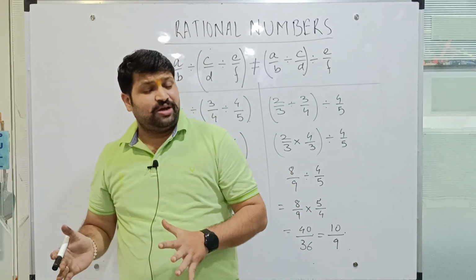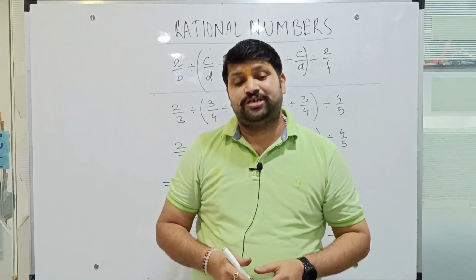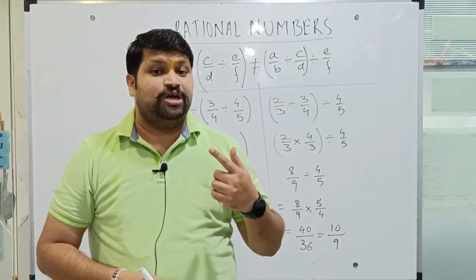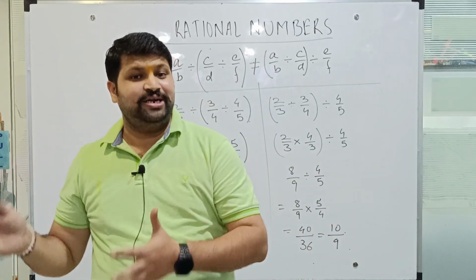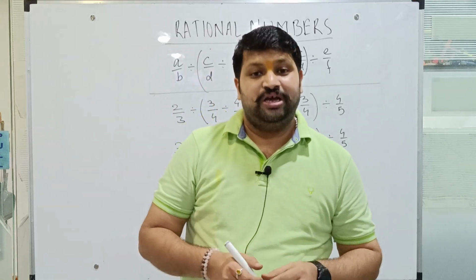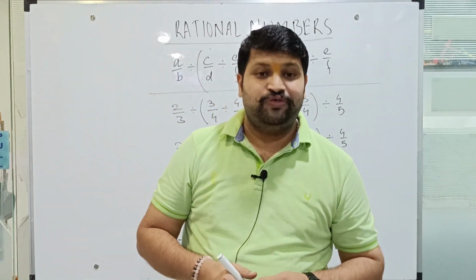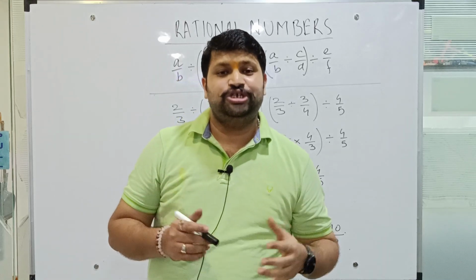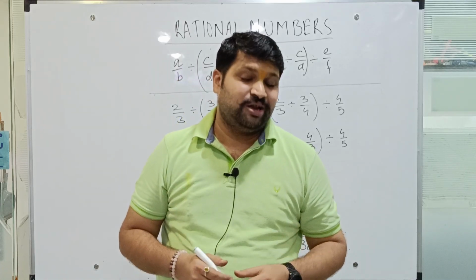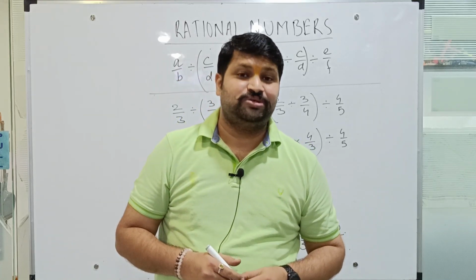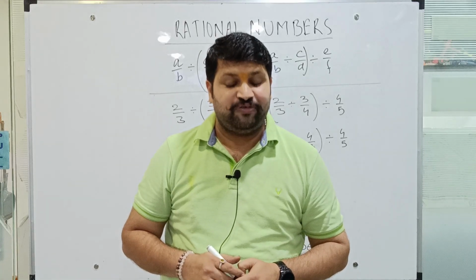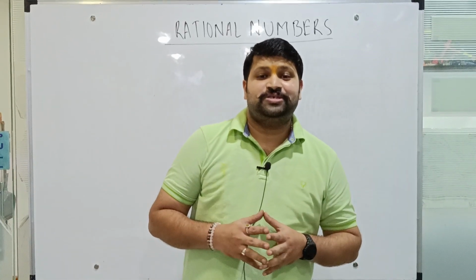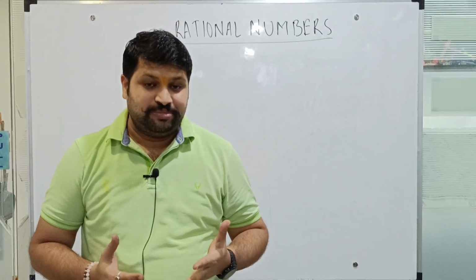Now in division of rational numbers, the identity does not exist, and since the identity doesn't exist, there is no existence of the inverse of a rational number. So friends, this was all about rational numbers, the properties of rational numbers, and the operations on rational numbers. So friends, that was all about rational numbers.